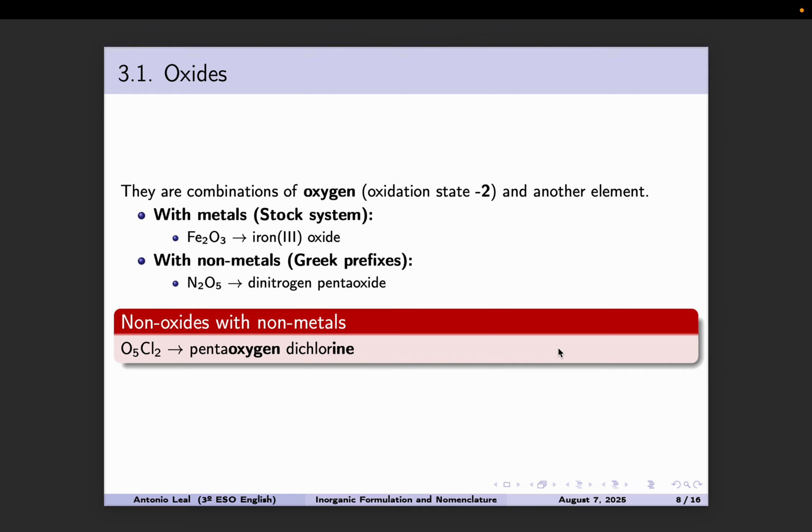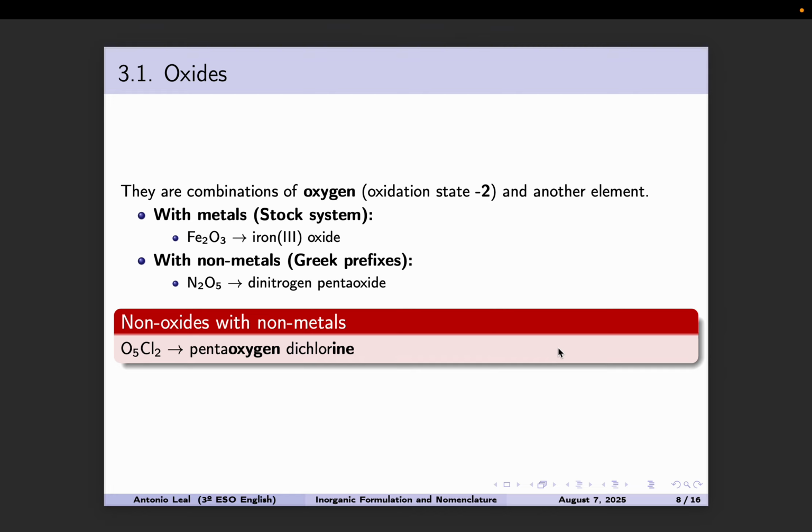Oxides, again binary compounds, two atoms, one of them is oxygen with the oxidation state -2, plus another element that could be a metal or sometimes a non-metal. With metals, we are going to use the Stock system, for example, iron 3 oxide, and with non-metals, we are going to use the systematic approach using Greek prefixes, for example, dinitrogen pentaoxide.